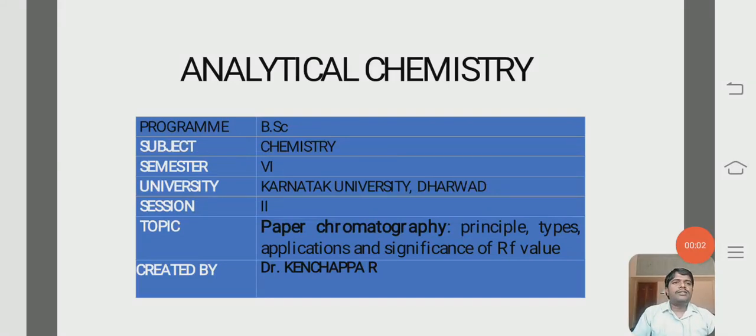Good morning, students. In continuation of analytical chemistry, in this session we are going to discuss paper chromatography. In this technique, we are going to discuss the principle of paper chromatography, types of paper chromatography, applications, and significance of RF value.